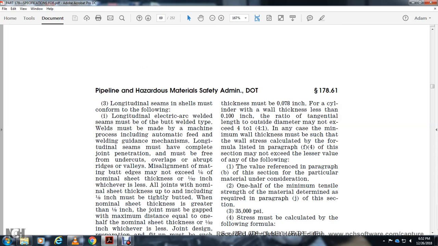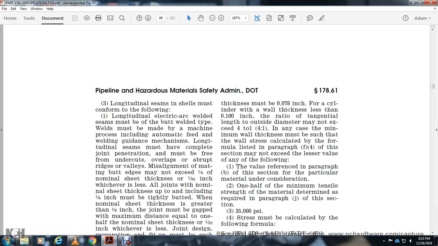must be 78,000 of an inch. For a cylinder with a wall thickness less than 100,000 of an inch, the ratio of the tangential length to the outside diameter may not exceed 4 to 1. In any case, the minimum wall thickness must be the wall strength calculated as in paragraph F4 of the section 9, or the lesser value of the angle of the following valve view.